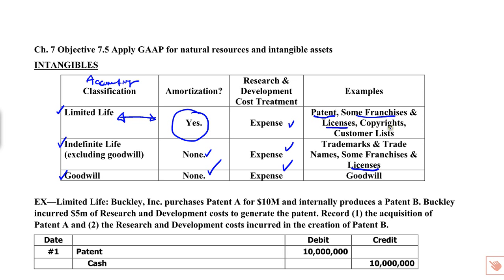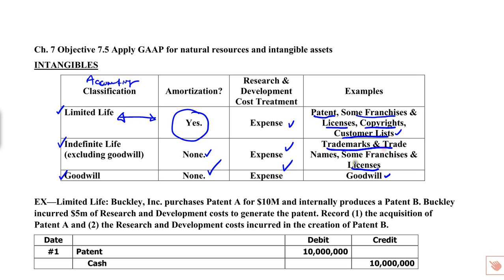So that would have a limited life. Copyrights have a limited life. Customer list. If you have a list of customers, guess what? People get old, people pass away, people move. So customer lists have a limited life. All right? And then we have goodwill down here, which has an indefinite life.